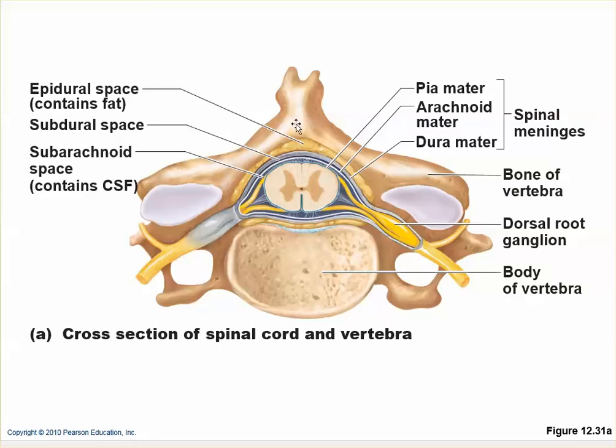Completely surrounded by the arch of bone, the vertebral arch, in each vertebra. This is obviously a cervical vertebra. It's got the transverse foramen and the bifid spinous process here.